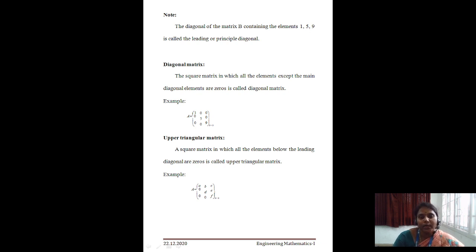Then the upper triangular matrix. A square matrix in which all the elements below the leading diagonal are 0 is called an upper triangular matrix. The leading diagonal is A, D, F, and below that the elements are all 0. So it is called an upper triangular matrix.